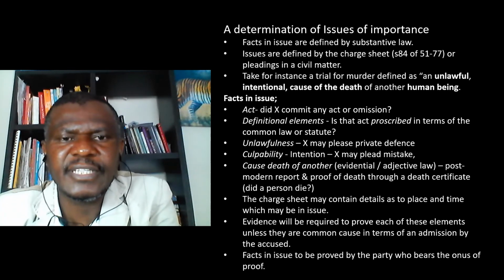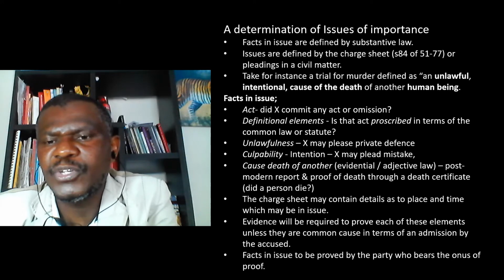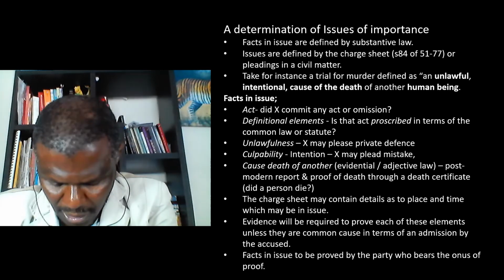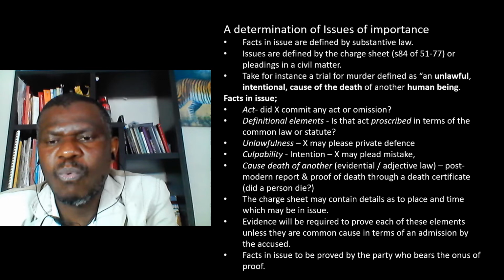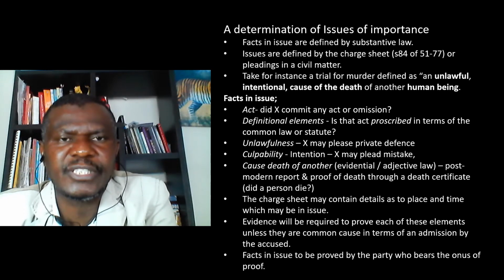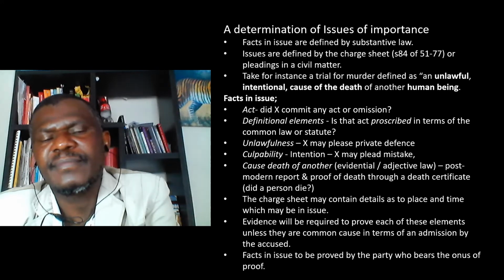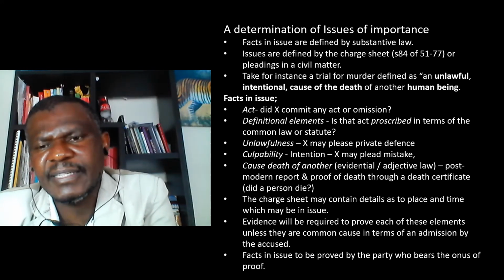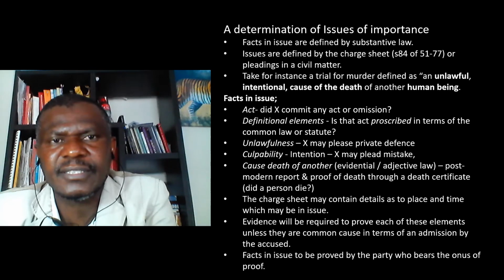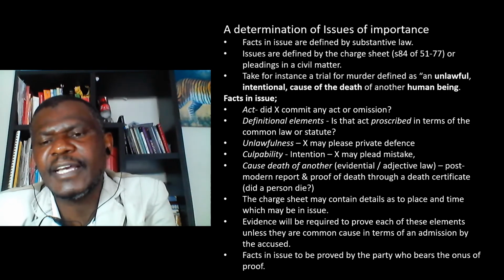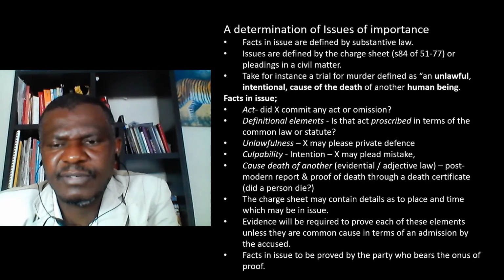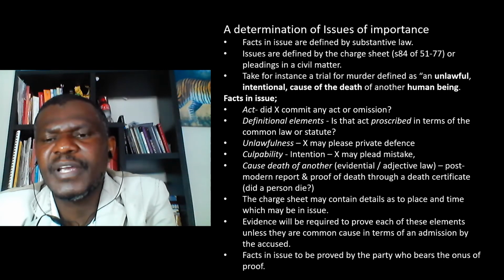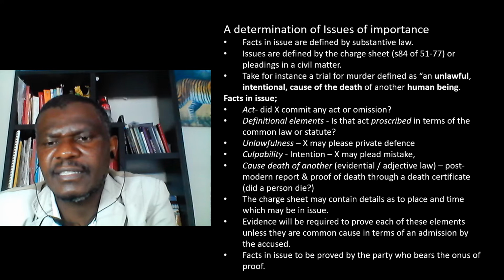So the charge sheet may contain details as to place and time, which may be an issue. Remember, we spoke about the alibi defense, where Mr. X is charged with murdering Y, but it turns out that on the day in question, the place and the time, X had lawfully traveled overseas. So it was factually impossible for X to have been in London, in the United Kingdom, and at the same time be committing a crime somewhere in Palabora, in Mpumalanga, in South Africa. Those are very important issues to consider.